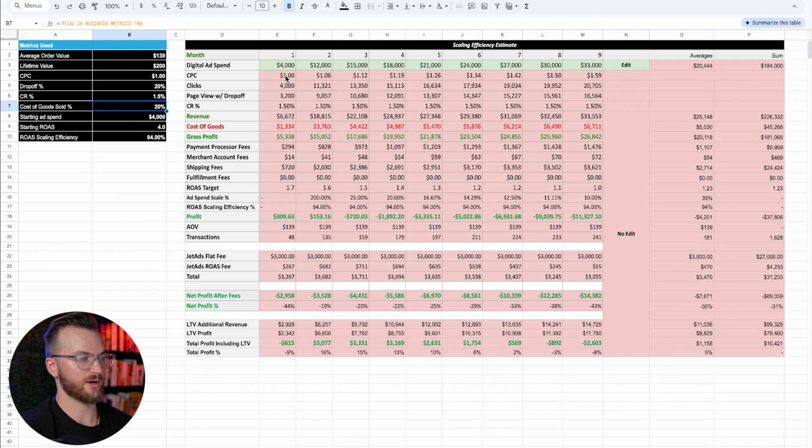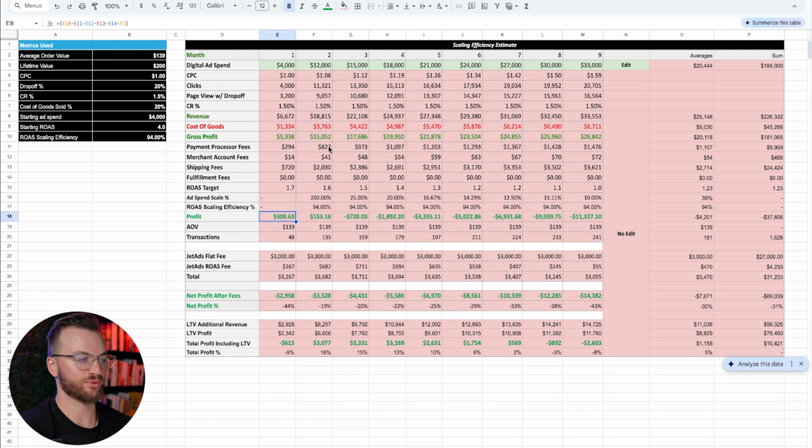With $4,000 to spend at a $1 cost per click, that's 4,000 clicks. That's 3,200 landing page views. A 1.5% conversion rate is $6,600 in revenue. Cost of goods sold is this. Gross profit margin is 53. After ad spend and everything like that, we're at a 1.7 ROAS with $309 in profit. Now, that's a pretty average conversion rate, a pretty average cost per click, a pretty average order value.